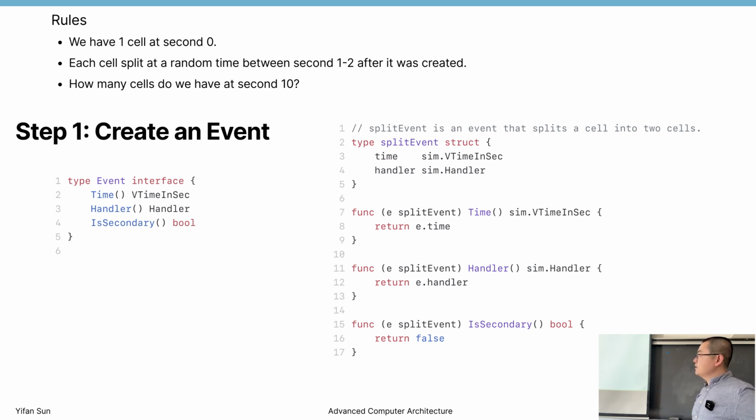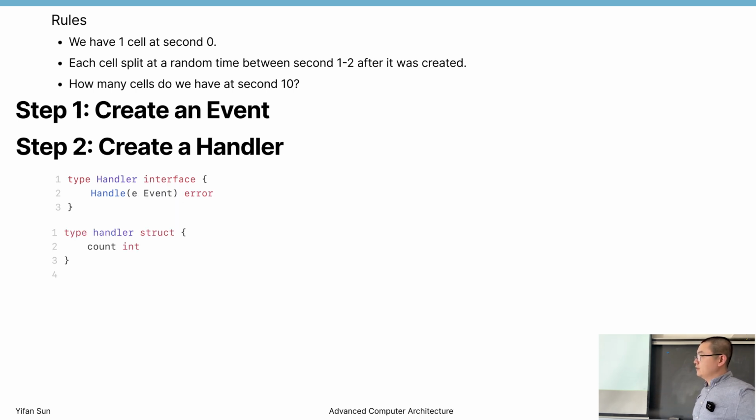Then the second step, we need to create a handler. So how can we create a handler? The Handler interface is also super simple. It only has a handle method. And so this is our handler. We define that as a struct. The syntax is the type keyword, the type name, and the actual type. The actual type is a struct with a bracket.